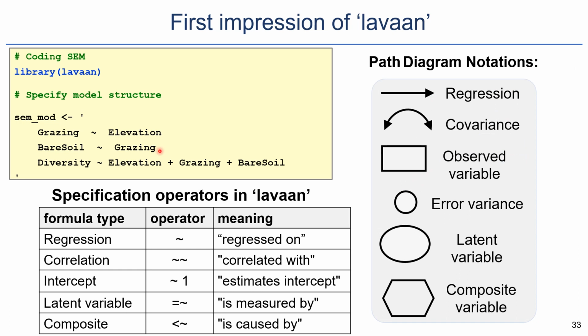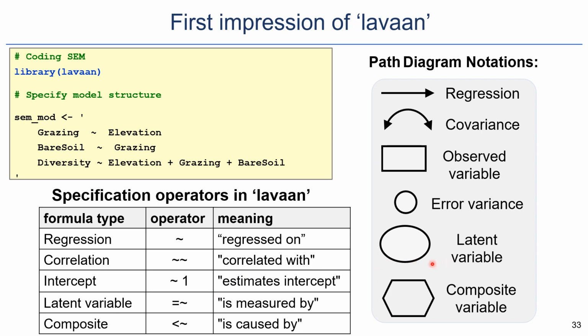Here I show more operators that are used in lavaan to specify the model. Also, I recall what we already know on the notations of the path diagrams. So the straight single-headed arrow means regression, and for this we use a single tilde. The double-headed curved arrow means covariation or correlation, and we specify it using a double tilde. We don't estimate intercepts in SEM, but if we need to do this, we can specify it as a single tilde 1.